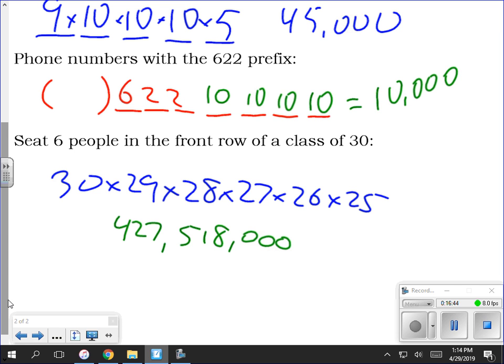Fundamental counting principle. I like it. It's easy. How many ways? Times how many ways? Times how many ways? Times how many ways? It's a great way of counting things.